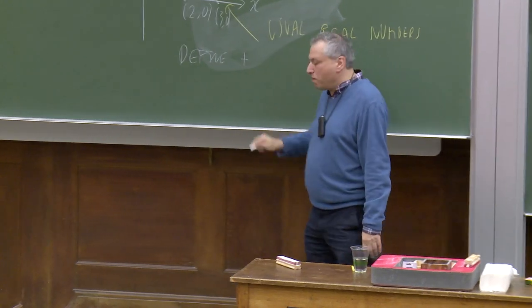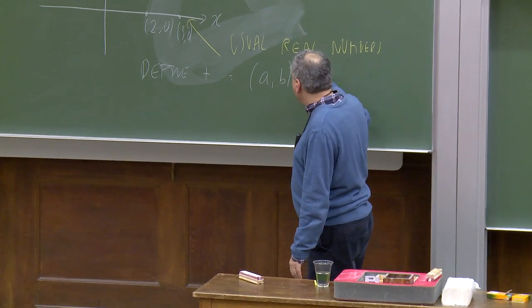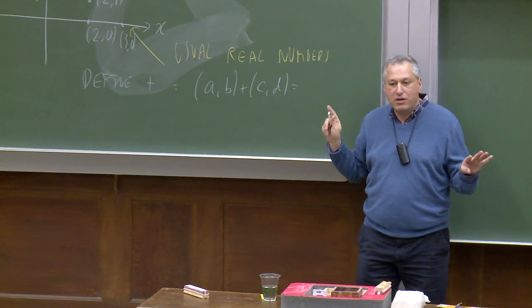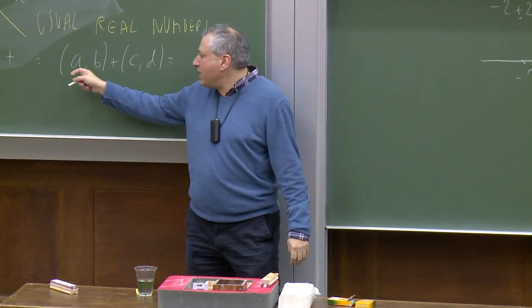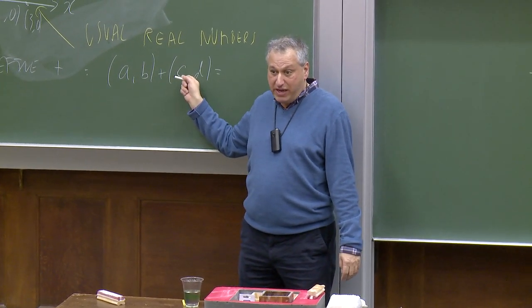Plus, as follows. What is the point (a, b) plus the point (c, d)? What should we define it to equal? Remember, our intuition says we want the first to end up being a plus b lots of i, and this one to be c plus d lots of i.